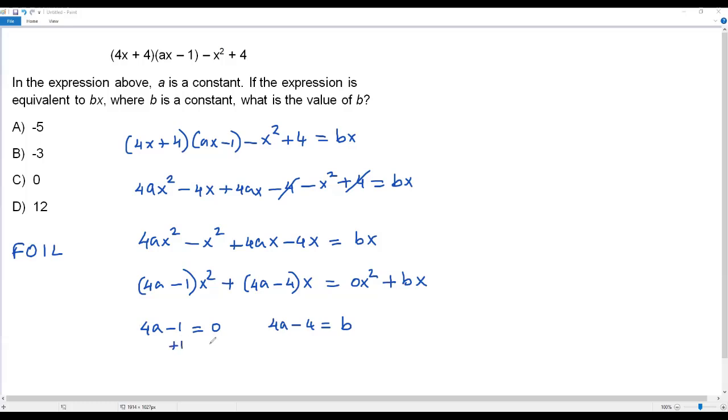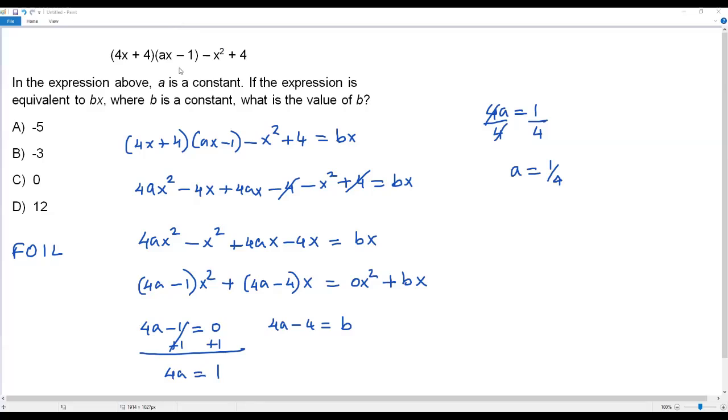So let me add 1 to both sides. When I do so, this negative 1 plus 1 will cancel. I'm getting 4a equals 0 plus 1, which is 1. Let me take that equation over here. That is 4a = 1. To solve for a, I have to divide both sides by 4. When I divide both sides by 4, this 4 will cancel. I'm getting a = 1/4.